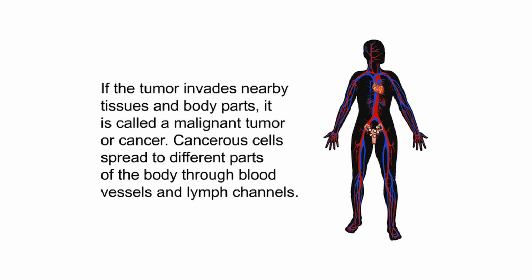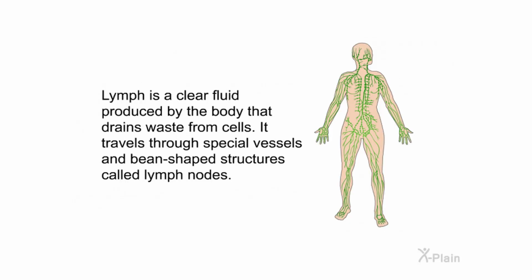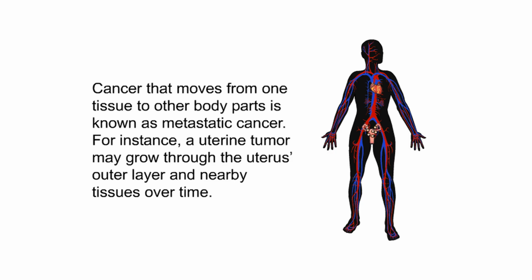If the tumor invades nearby tissues and body parts, it is called a malignant tumor or cancer. Cancerous cells spread to different parts of the body through blood vessels and lymph channels. Lymph is a clear fluid produced by the body that drains waste from cells. It travels through special vessels and bean-shaped structures called lymph nodes. Cancer that moves from one tissue to other body parts is known as metastatic cancer. For instance, a uterine tumor may grow through the uterus's outer layer and nearby tissues over time.